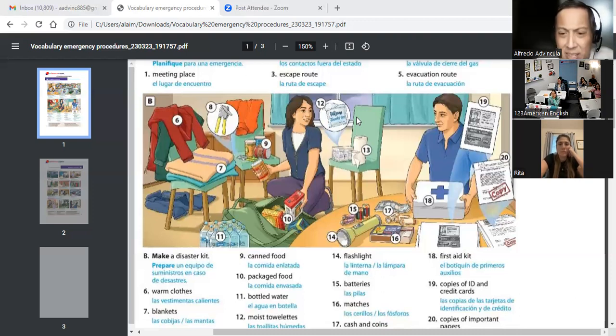Catherine, why do you think it's important that we should have copies of our ID and credit cards? This is number 19.